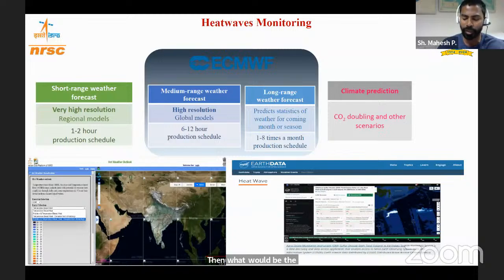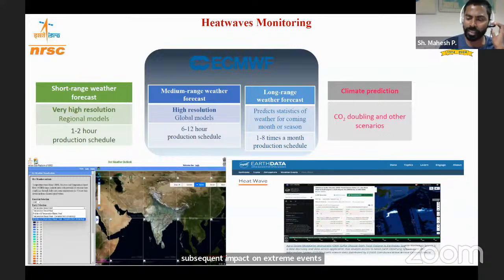So that is the projection, that is the scenario. Based on that, we have to see what kind of adaptation or mitigation strategies should be implemented so that we don't see an extreme rise in temperatures and the subsequent impact on extreme events.